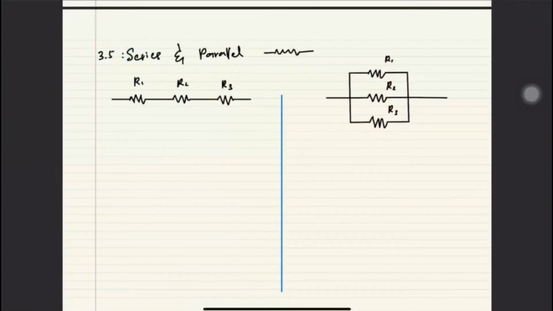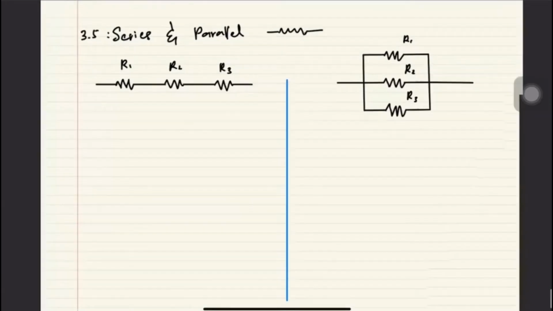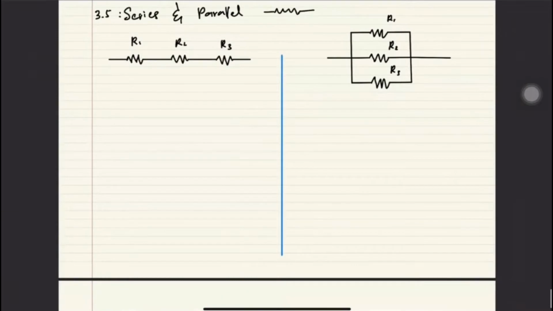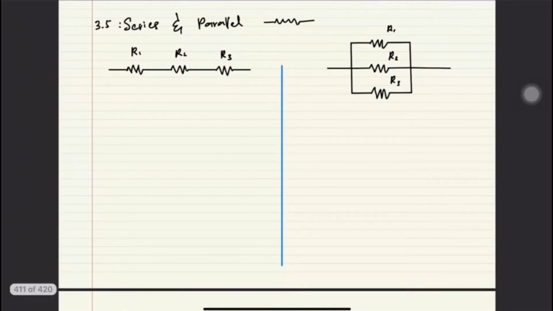Okay, so subtopic 3.5 is about series and parallel resistors. Previously we learned about capacitors, right? It is pretty much similar, so in that regard, maybe we can go through it quickly. So we have an example over here.